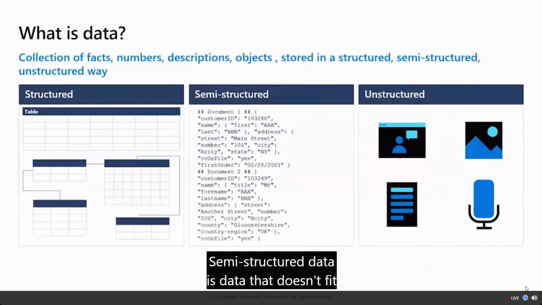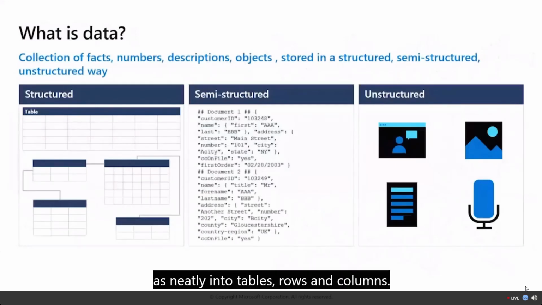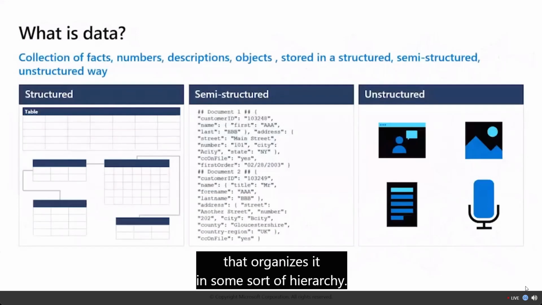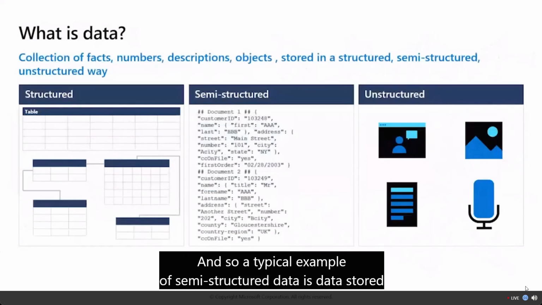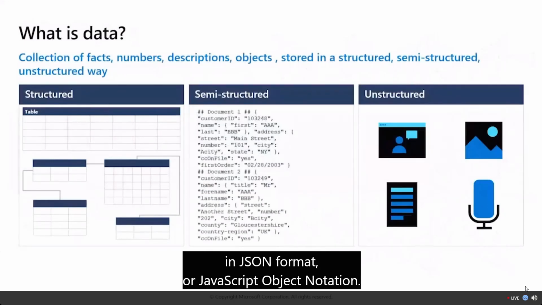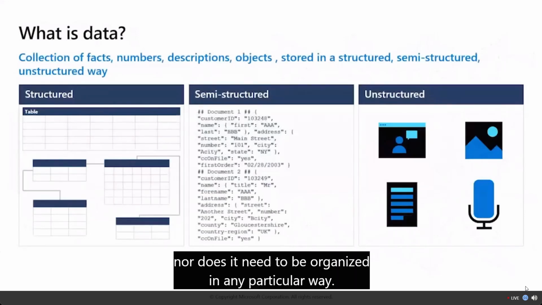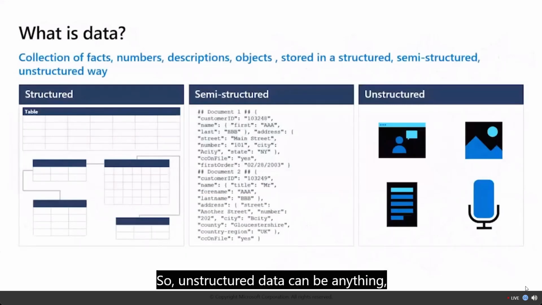Semi-structured data is data that doesn't fit as neatly into tables, rows, and columns. Instead, semi-structured data uses tags and keys that organizes it in some sort of hierarchy. And so a typical example of semi-structured data is data stored in JSON format or JavaScript object notation. Now, unstructured data does not follow any schema or structure, nor does it need to be organized in any particular way. So unstructured data can be anything such as video files, image files, text files, or audio files.